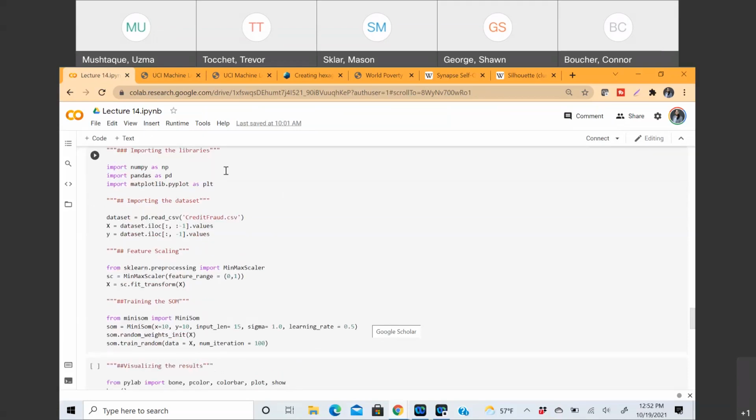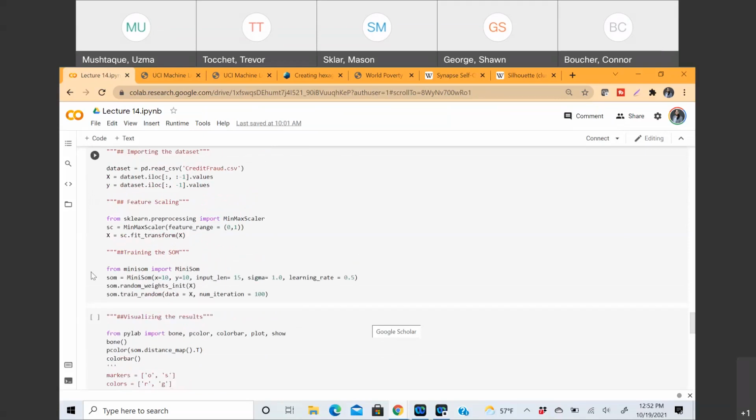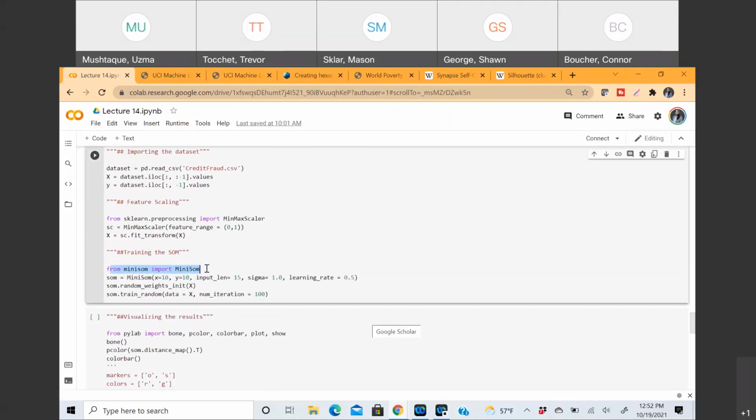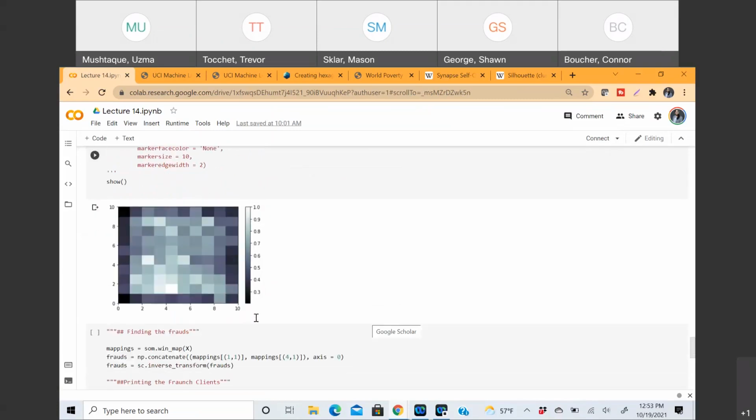And here, this is something that you must have seen. One thing that I would like to point out is that this is the library that I'm using, MiniSom, but there are other libraries. Especially with TensorFlow, there is another library that you can use to create these self-organizing maps. But regardless, when we visualize the results, this is what it shows, right? And this is a self-organizing map.